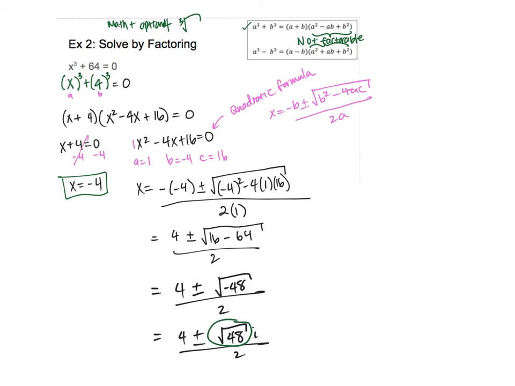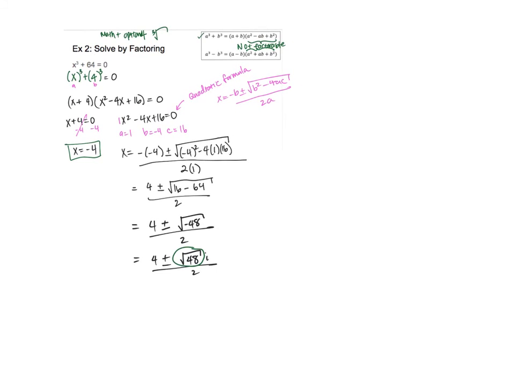So let's just think about how 48 breaks down. So 48 has factors of 4 and 12. 4 can be broken down as 2 and 2, and 12 can be broken down as 4 and 3, and 4 can be broken down as 2 and 2.